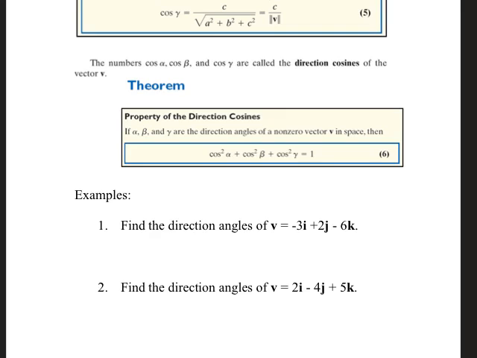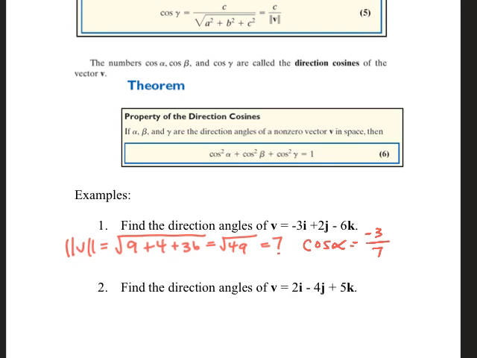All right, so for the first problem, we need to find the magnitude of v first, and that is the square root of 9 plus 4 plus 36, which nicely in this example is the square root of 49, or 7. Now we're going to find individually angles alpha, beta, and gamma. So the cosine of alpha equals the i component, -3, divided by the magnitude we just found of vector v. And when you use inverse cosine, you end up with an obtuse angle since this is negative, and that is 115.4 degrees.